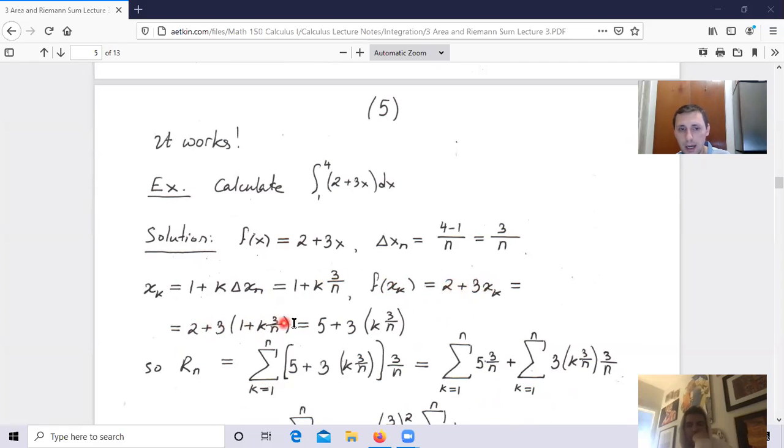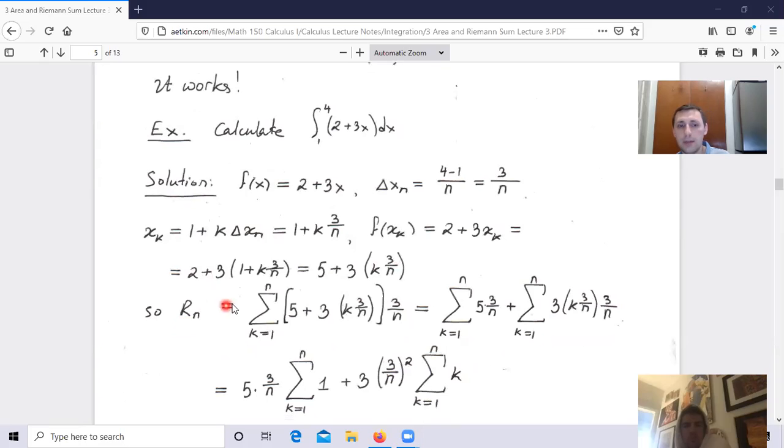And here I simplify it. You see, I just write it's 2 plus 3 times what is delta xk. It's displacing from 1 by k width of that interval. So when I simplify it, I get 5 plus 3k times 3/n. And then when I place it in the Riemann sum, all I do is I have the altitude of the rectangle multiplied by its width and I sum over all k from 1 to n, right?